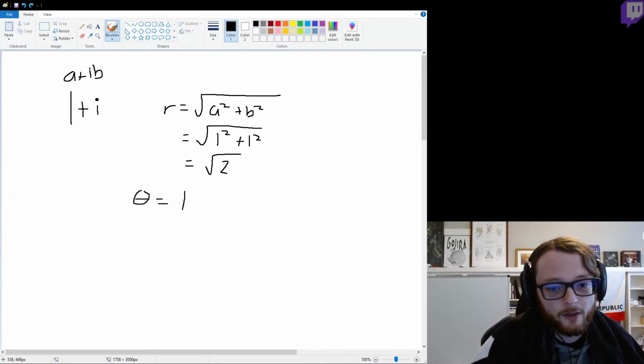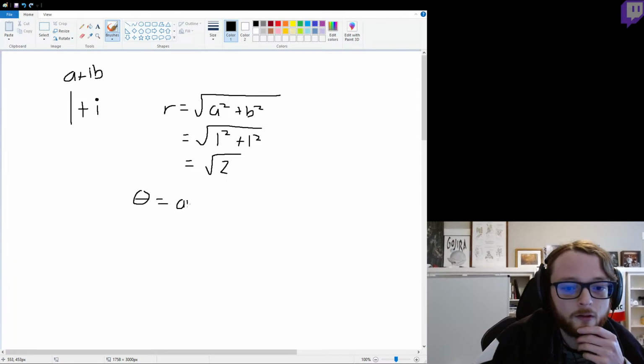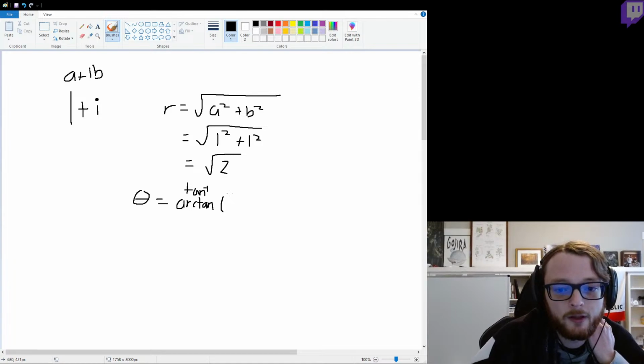It's equal, I'll write arctan. Sometimes represented as inverse tangent, but that notation is sometimes confusing, so I tend to write arctan. But it's arctan b over a, which is arctan 1 over 1, and I'm good with my unit circle, so I know off the top of my head that that's pi over 4.